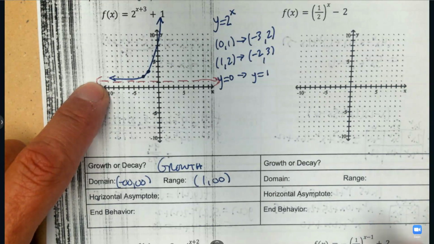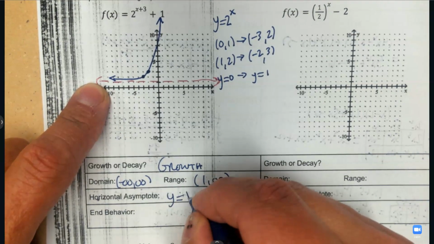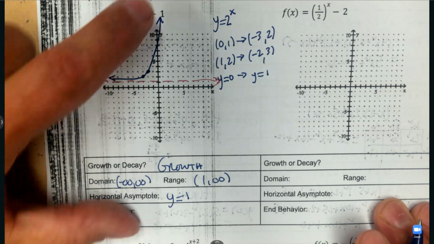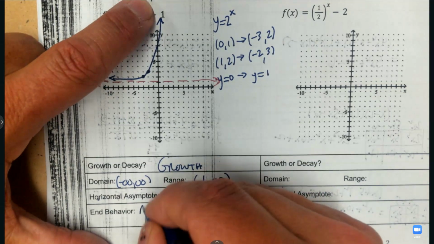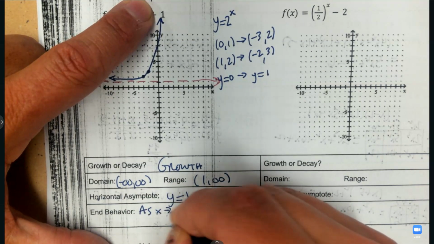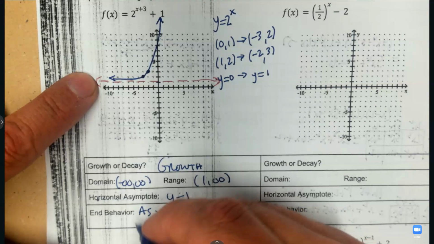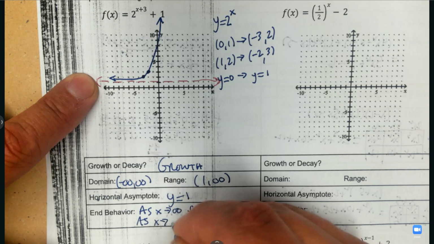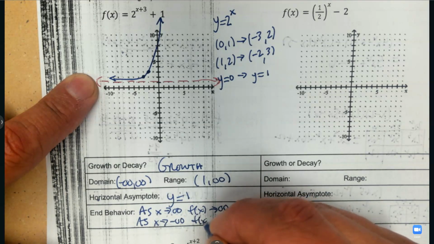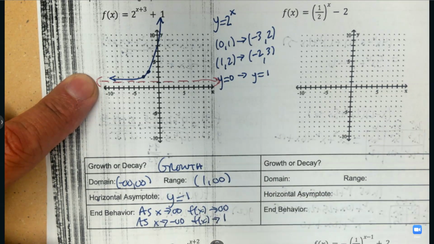We have a horizontal asymptote at y equals 1, and then the end behavior. So the right end is going to infinity. As x approaches infinity, the right end goes there. The left end, as x approaches negative infinity, is approaching the asymptote, which is at 1.